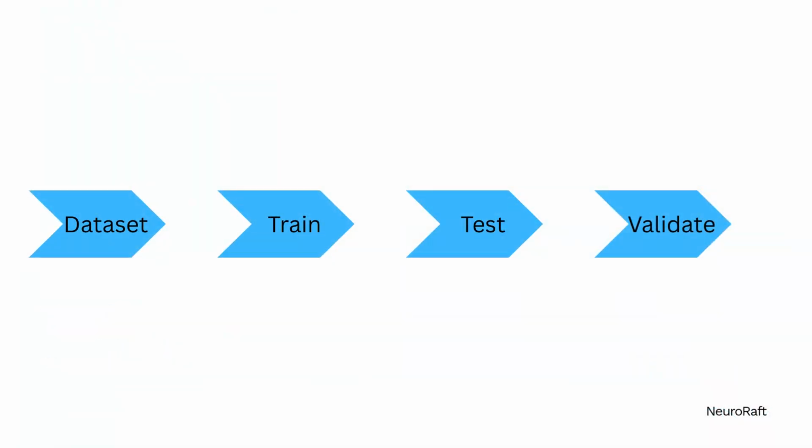The training flow of a neural network model is to prepare the dataset, train the model on the dataset, test the model on a dataset, and evaluate the model's performance.